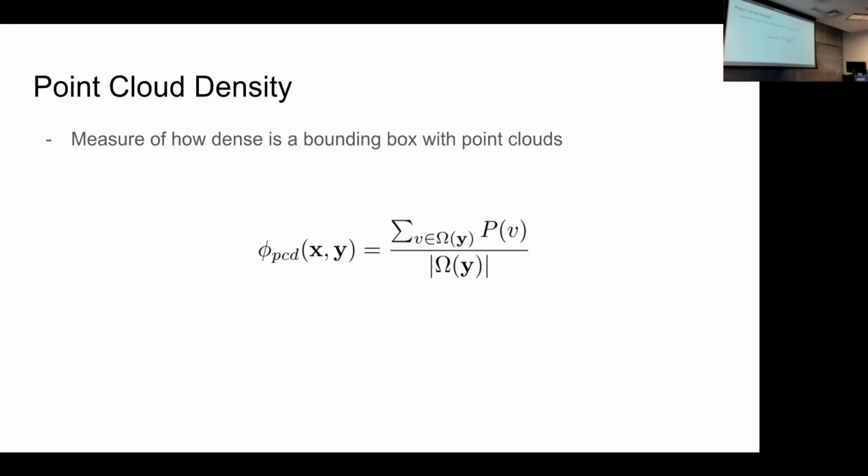P is whether a single voxel in our voxel grid is occupied or free. What this potential encodes is just summing the number of free voxels in the bounding box, the number of occupied voxels in the bounding box, and dividing it by the total number of voxels, which is the point cloud, which is what they call the point cloud density. Omega is basically the span of that. It's the cardinality of the set.